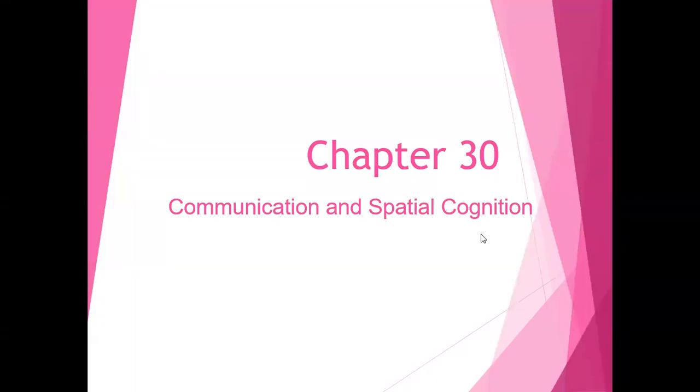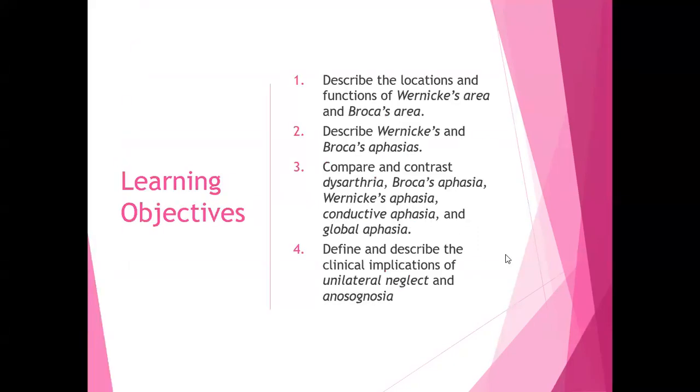In a lot of ways, this is the most interesting chapter in the book, and it's the last one. I think it's the most interesting chapter of the book about communication and spatial cognition. So, communication is basic to the human experience, and maybe that's one of the reasons why I find it so fascinating. So, we're going to talk about lots of different forms of aphasia, which is difficulty speaking.